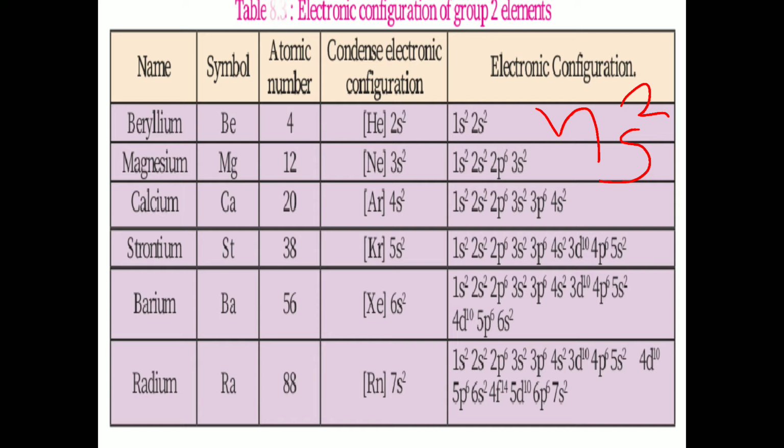Next is magnesium, represented by the symbol Mg, atomic number 12. The condensed electronic configuration is neon 3s2 and the electronic configuration is 1s2 2s2 2p6 3s2. Here 1s2 2s2 2p6 is the electronic configuration of neon, so without giving all this we represent it as neon in the condensed electronic configuration. Then calcium, represented by the symbol Ca, atomic number 20. The condensed electronic configuration is argon 4s2 and the electronic configuration is 1s2 2s2 2p6 3s2 3p6 4s2. Without representing all this, it can be given by argon.